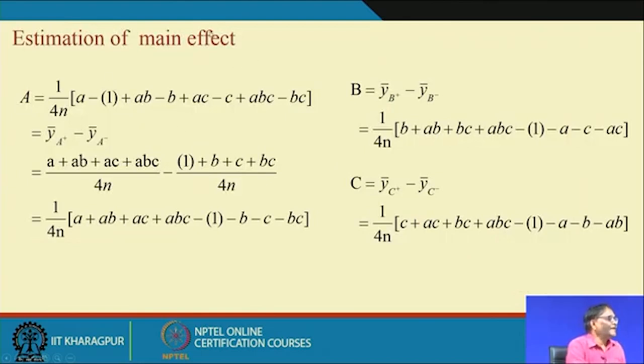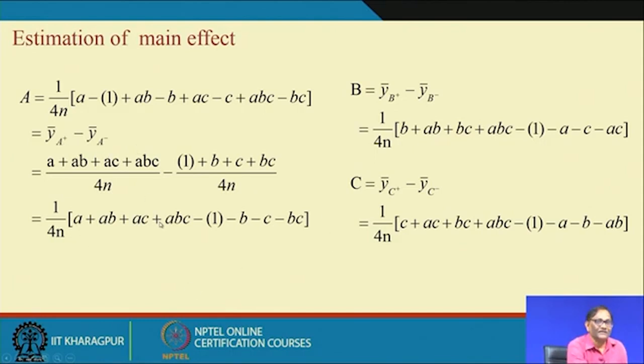Now, the main effect A contrast is A plus AB plus AC plus ABC minus 1 minus B minus C minus BC, which is then divided by 4n. So, it will give you main effect A, similarly main effect B, similarly main effect C. This is the computation; the physical meaning is known to you, we have discussed it earlier.